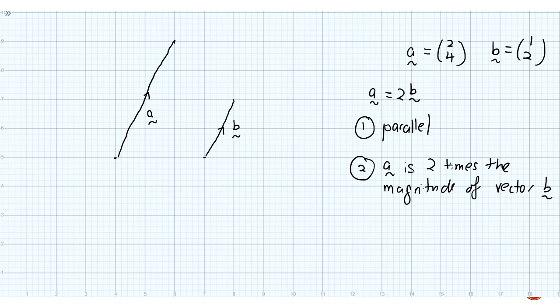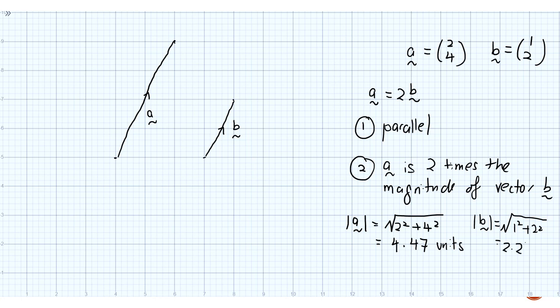And we can verify this by looking at the magnitude of vector A, which is equal to the square root of 2 squared plus 4 squared using Pythagoras' theorem. The square root of 2 squared plus 4 squared gives us 4.47 units, corrected to 3 significant figures. The magnitude of vector B is equal to the square root of 1 squared plus 2 squared, and it is equal to 2.24 units, rounded off to 3 significant figures. And you realize that the magnitude of vector A is twice the magnitude of vector B.